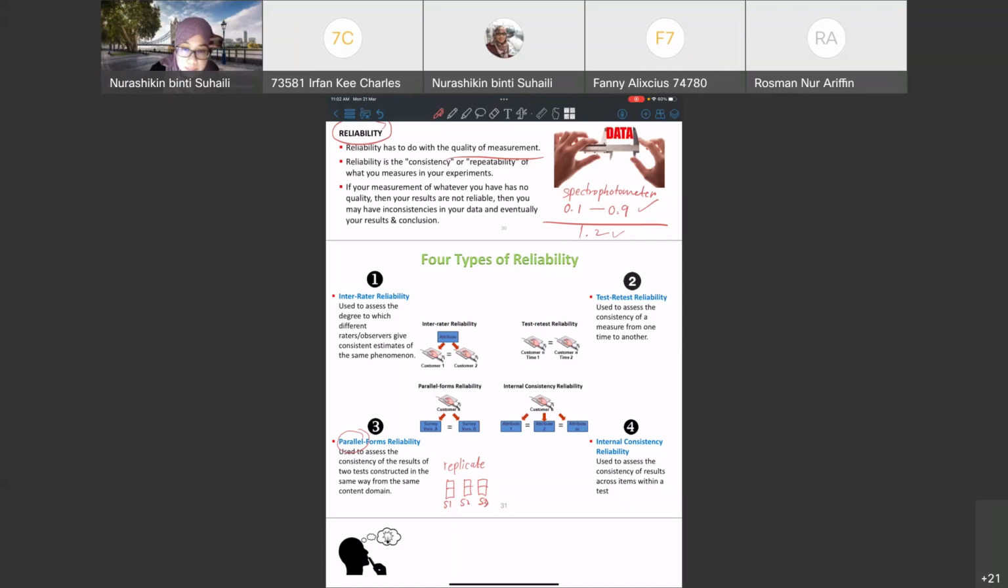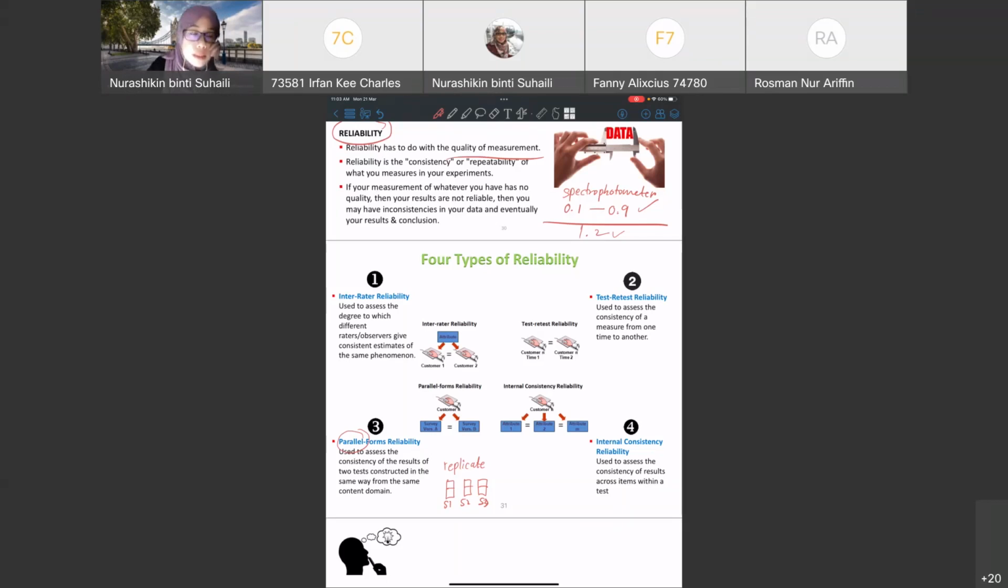Okay. The last one is internal consistency reliability. It is used to assess the consistency of results across items within a test. Okay, yang ni tak sesuai untuk semua situation.